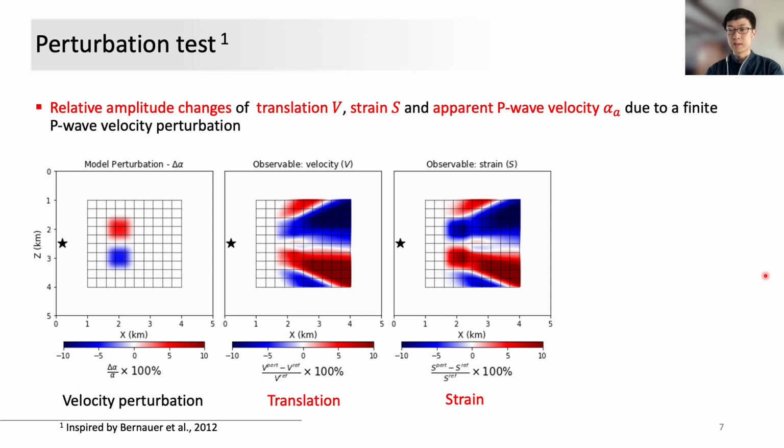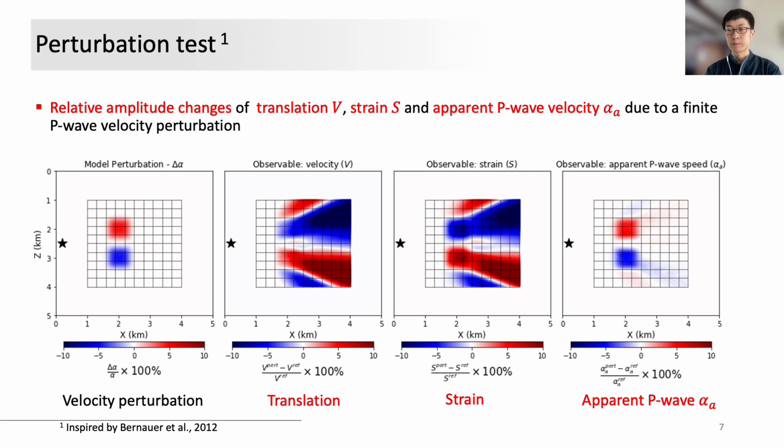For velocity, the relative amplitude changes are more evenly distributed along the traveling paths. Strain measurements show a similar pattern, but with sharper boundaries of the perturbations. For the ratio-based apparent P-wave velocities, the propagation effect has been mostly removed, and the pattern of relative amplitude changes agrees well with the true velocity perturbations. In general, the finite response of each observable is consistent with the sensitivity kernel shown before.